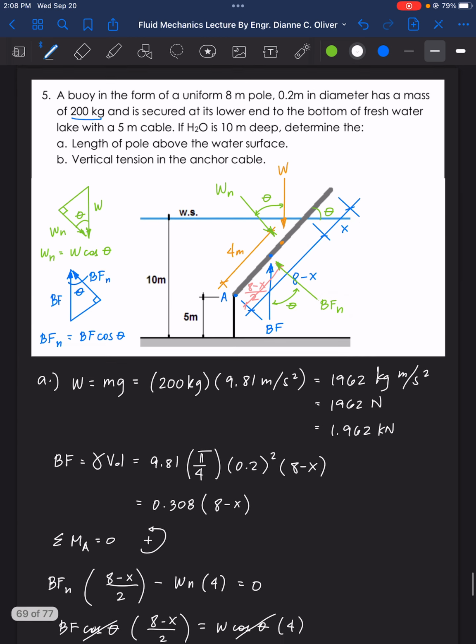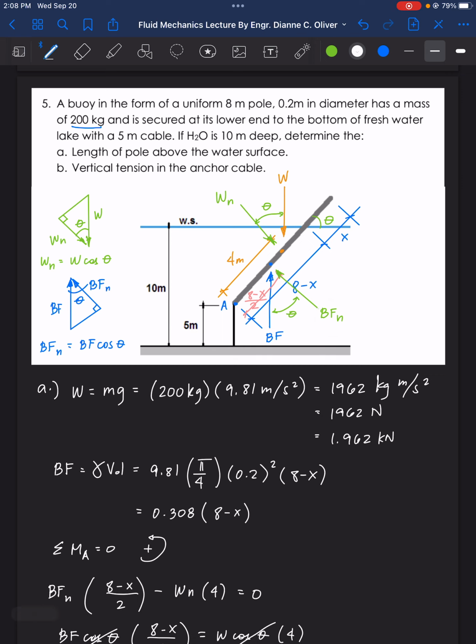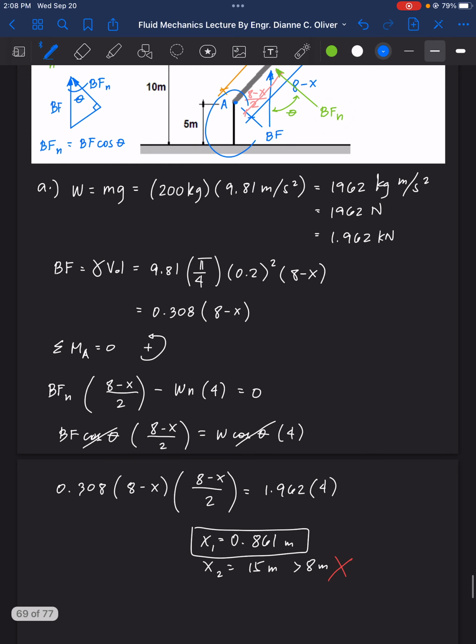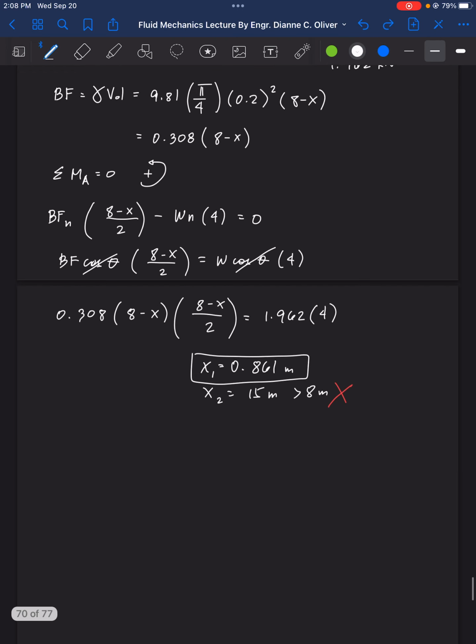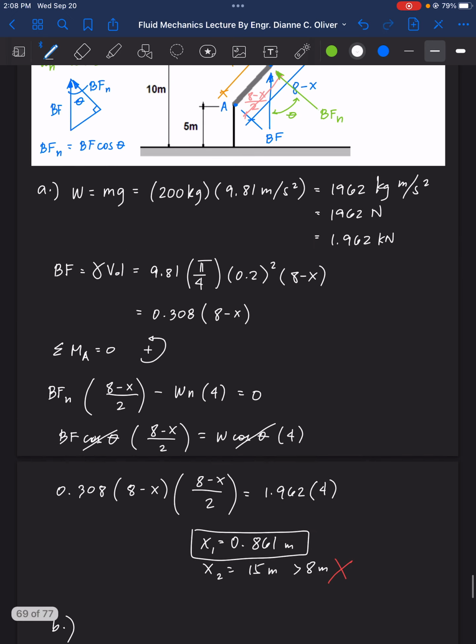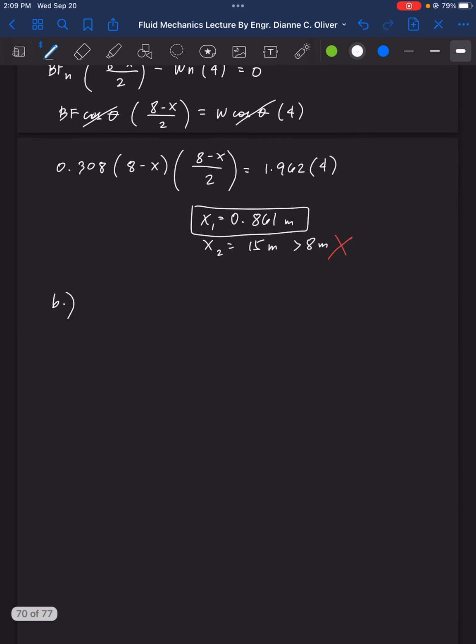So the next question here is B, the vertical tension in the anchor cable. So the anchor cable here is this. For letter B, we're going to cut the cable. So this is the pole, and this is the cable. If we cut the cable, we find here the tension T. You know that it's tension because the force is moving away from the point.